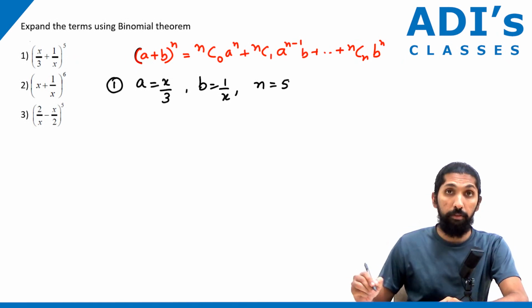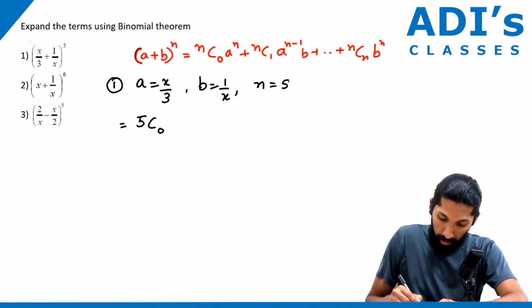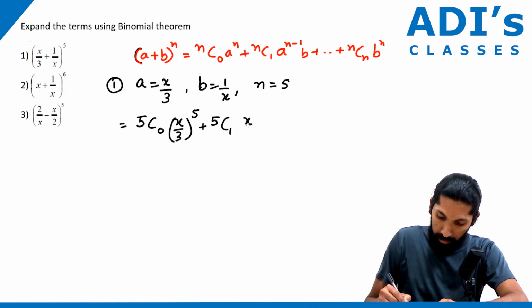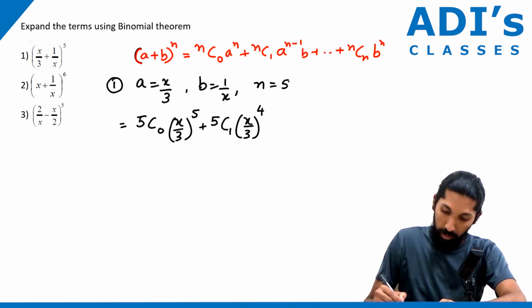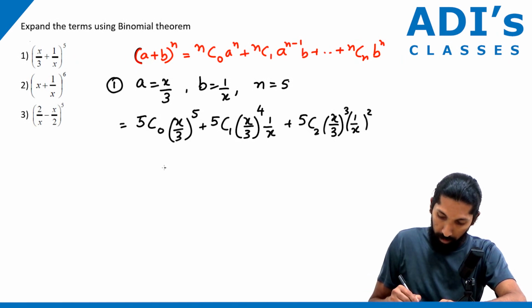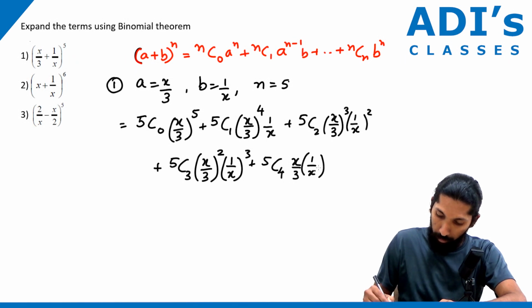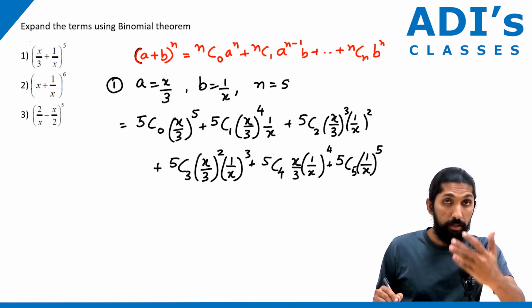Correct? Now if you substitute that here, you're going to get 5C0 (x/3)^5 plus 5C1 (x/3)^4 into 1/x, that is 5 minus 1, plus 5C2 (x/3)^3 into (1/x)^2, plus 5C3 (x/3)^2 (1/x)^3, plus 5C4 (x/3) into (1/x)^4, plus 5C5 (1/x)^5. Now you need to simplify this.